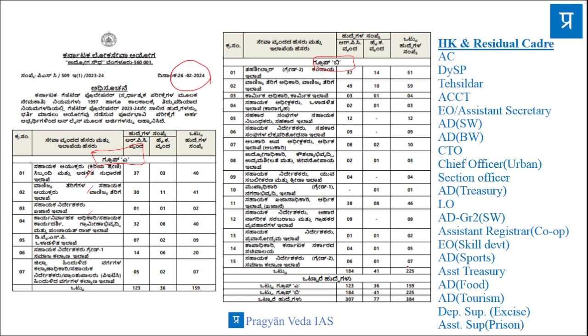So basically there are 384 posts, Group A 159 and Group B 225 together, and there are 2 cadres, Hyderabad Karnataka and residual cadre. Yes, the Hyderabad Karnataka, the Kalyana Karnataka, under Article 371J. And the various services listed are Assistant Commissioner, Deputy Superintendent of Police, Tehsildar, Assistant Commissioner for Commercial Tax, Assistant Secretary, Assistant Director Social Welfare, and Assistant Director Backward Classes.